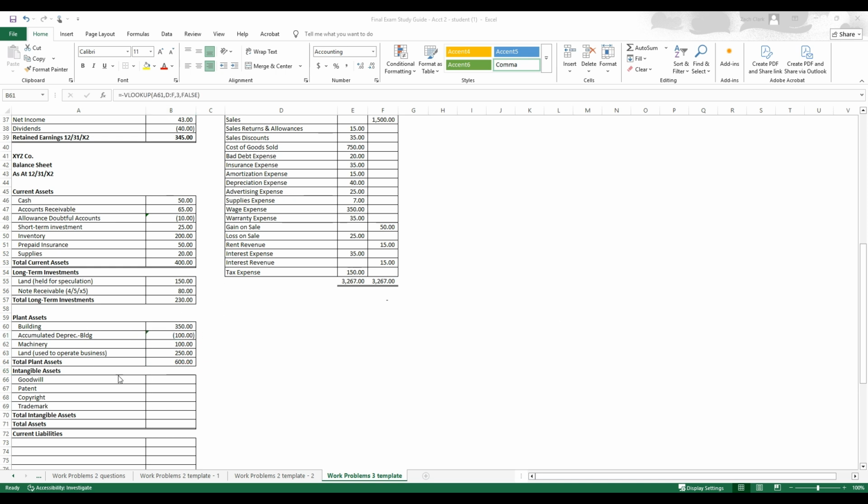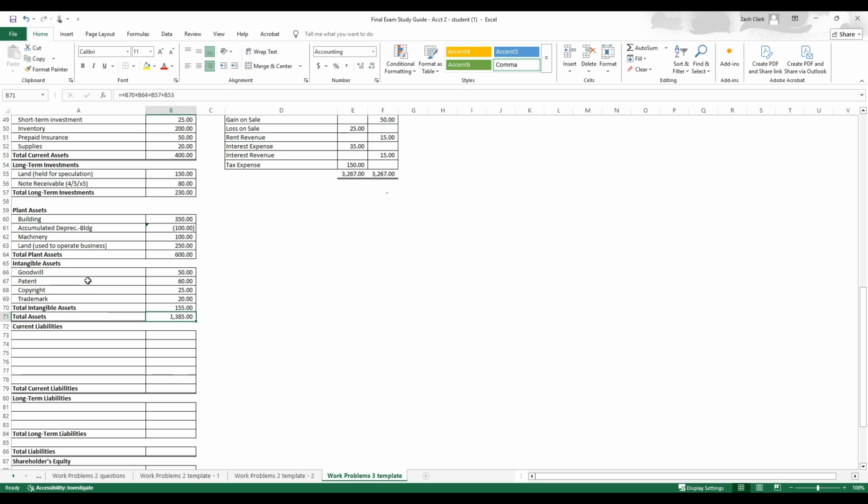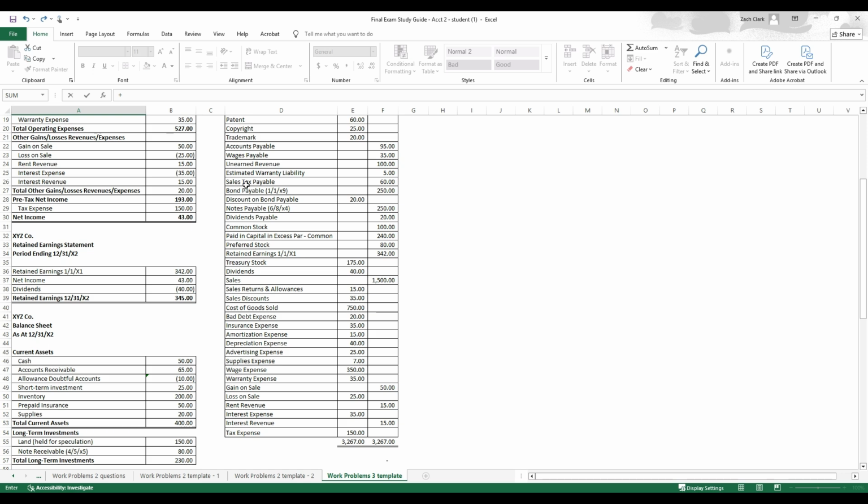So we've got 600, and then paste in my VLOOKUP for all of those intangible assets. Then we just add all our asset categories together to get 1385. So that's looking good. Okay, now let's finish this out by looking at our current liabilities.